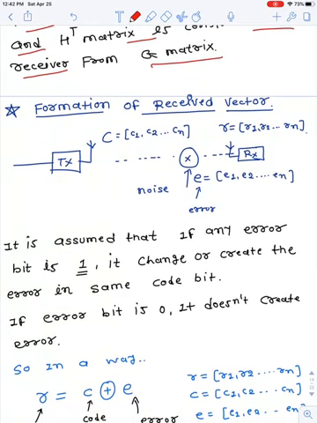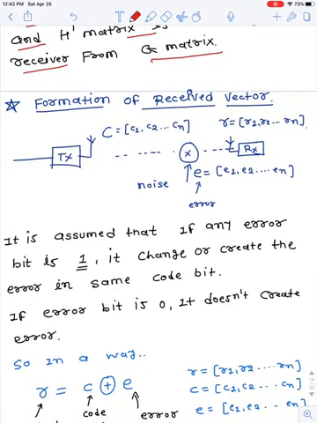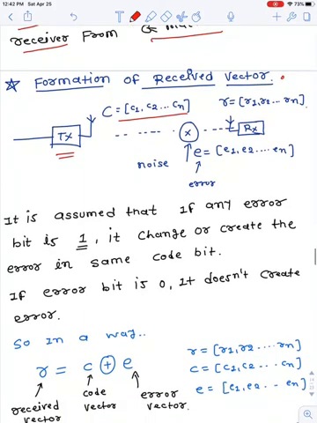Now let us see how things work in the next process: formation of the receive vector. Here you can say there is a transmitter. The transmitter is sending the information in the form of a code vector C1, C2 up to Cn. Then it is XORed with the channel noise. Channel noise is basically error, so it is XORed with a channel error, and then you get the receive vector R. So R is simply the code vector C XORed with E.